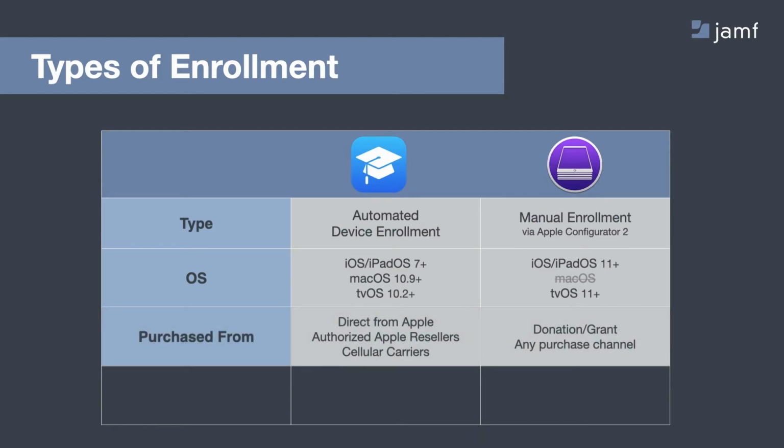Another determining factor is where your devices were purchased. If you buy devices directly from Apple, an authorized Apple reseller, or cellular carriers, you can employ automated device enrollment. This means that your devices will be automatically linked to your Apple School Manager account. For devices that were purchased another way, or maybe you received them through a donation or a grant, you can leverage manual enrollment to get them into Apple School Manager. To accomplish this, you'll need to use the macOS app Apple Configurator 2.